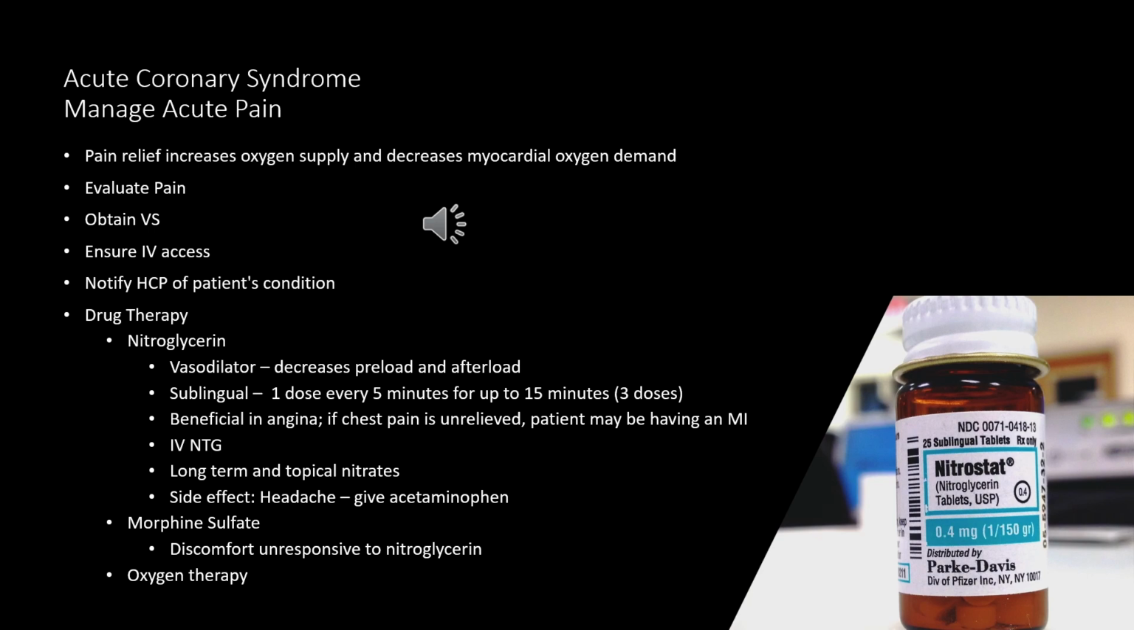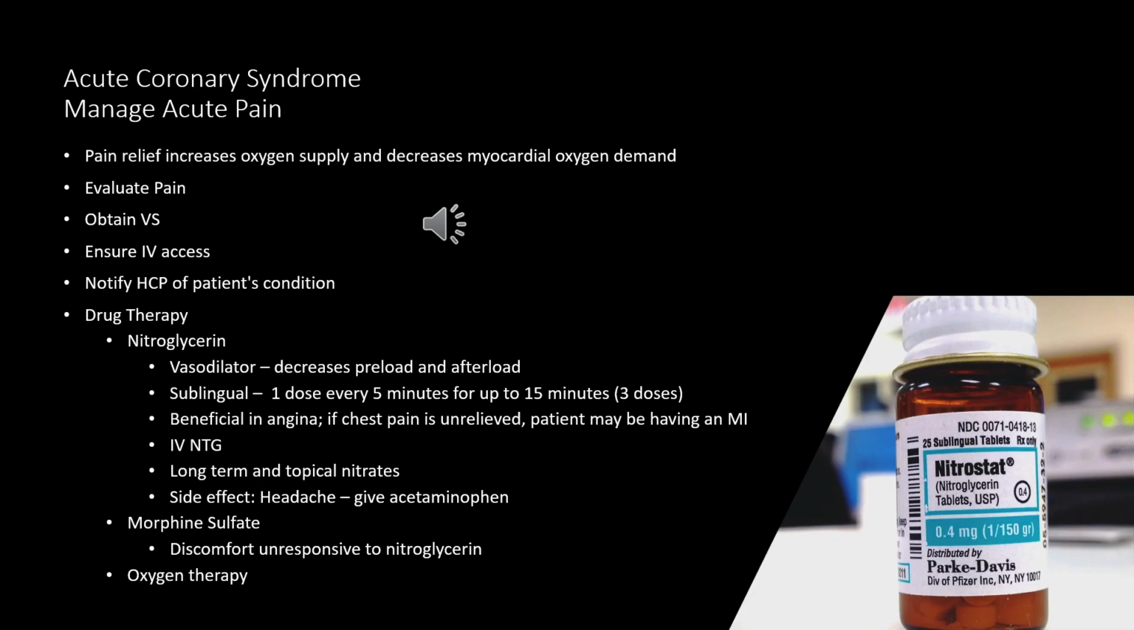First, we're going to evaluate and monitor the patient. So we'll assess pain by using a pain scale, noting the pain's onset, the location, and its intensity. We're going to get vital signs, including blood pressure, heart rate, and oxygen saturation. We're also going to ensure IV access in case we need to give some medications rapidly. And also, we're going to notify the healthcare provider of the patient status and whether or not they have any changes. So now let's talk about drug therapy for pain management.